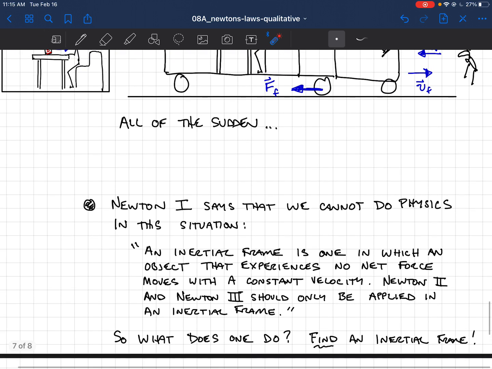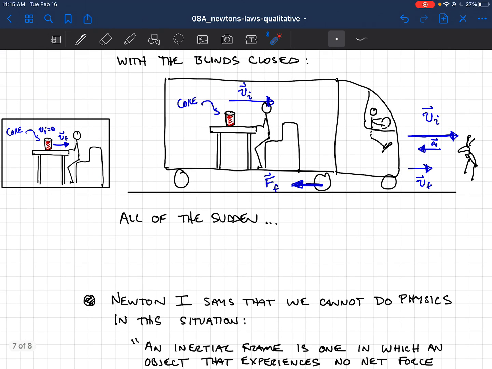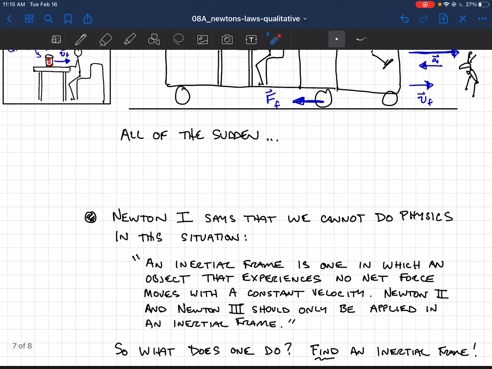So what Newton's first law says is that we cannot do physics. We can't use Newton's second law and Newton's third law in a situation like the one inside the box here, the one inside the RV. So I've written it down here. Basically what it says is, first it gives you a definition of an inertial frame.